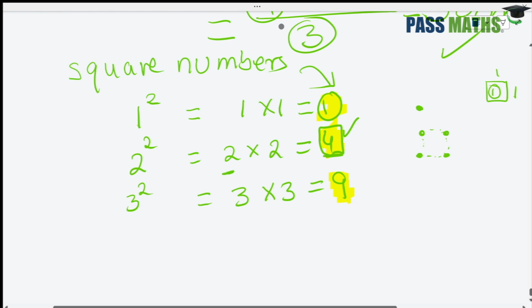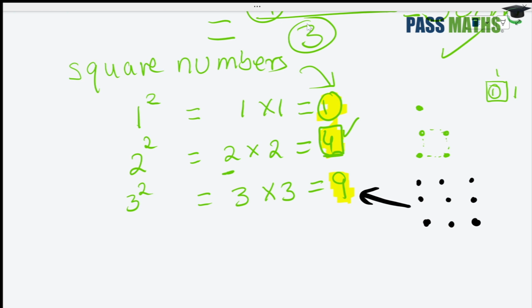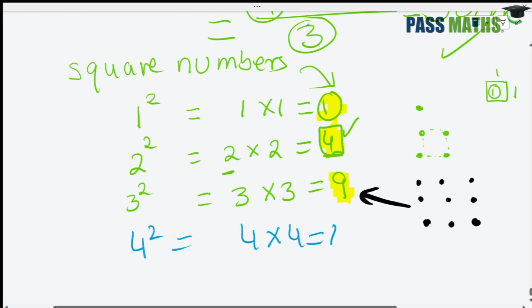Let's draw here, have a square again. 3 by 3 square. 1, 2, 3, 1, 2, 3, 1, 2, 3. So they make 9 of them. Square number, 3 by 3 square. Then 4 times 4. So 4 squared will be 4 times 4, which is 16. Again, you can draw here if you want to. 1, 2, 3, 4, 1, 2, 3, 4, 1, 2, 3, 4. That's 4 by 4, 16, a square number.